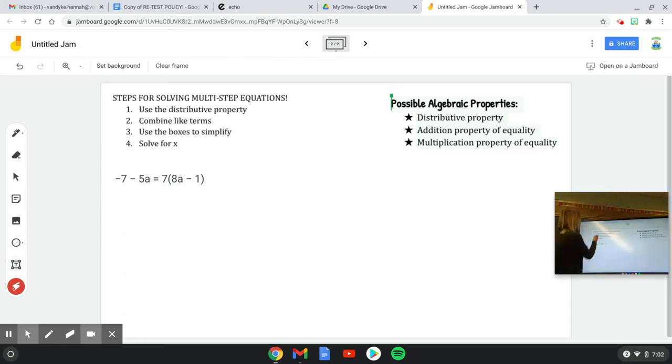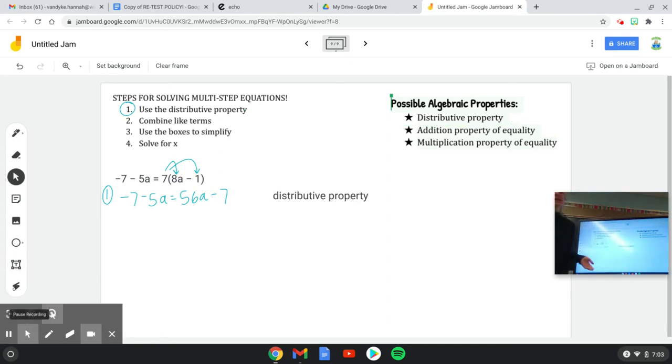The first step is always using the distributive property. So if you see parentheses, you know you have to use the distributive property. I don't see parentheses on the left side of my equals sign, but I do see parentheses on the right side. So I have to multiply that 7 by the 8 and -1 inside the parentheses. So I'm going to get 56a minus 7. And again, the directions literally tell me to use the distributive property. So the possible algebraic property that I'm using is the distributive property.